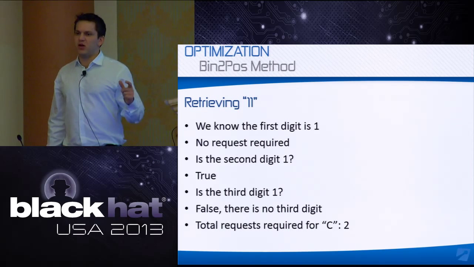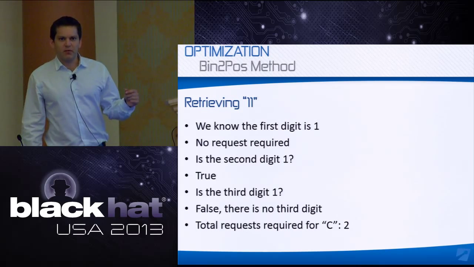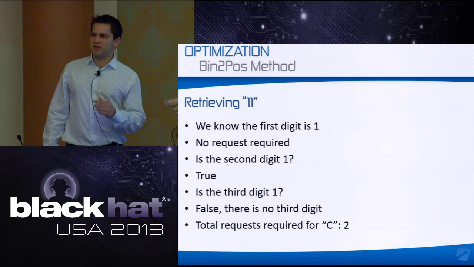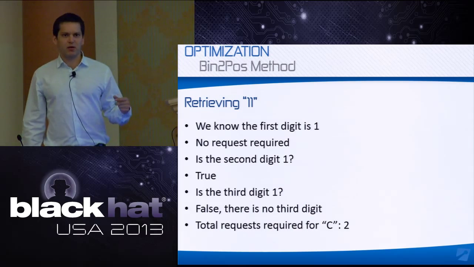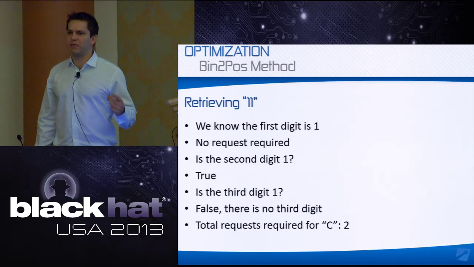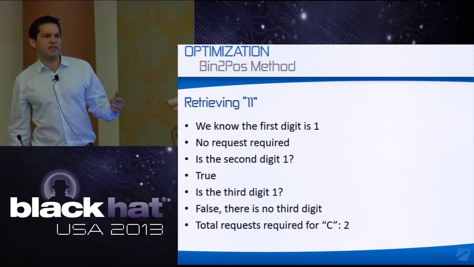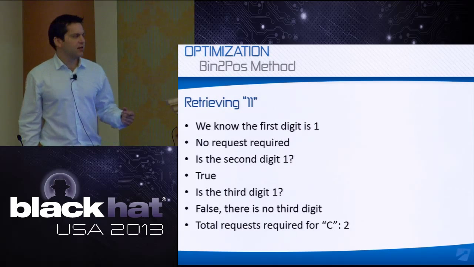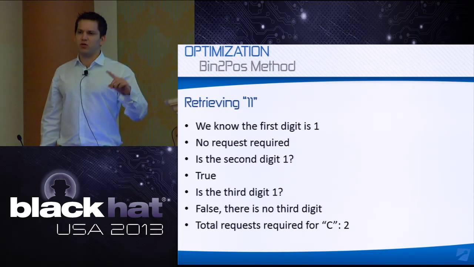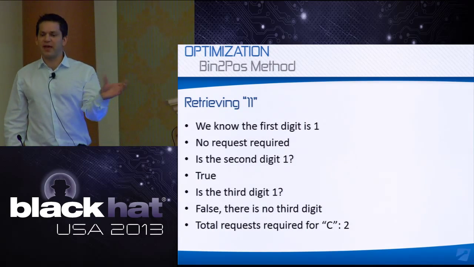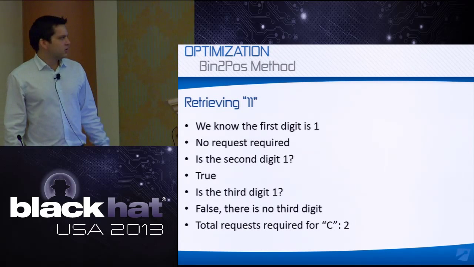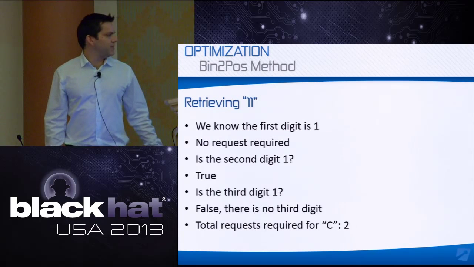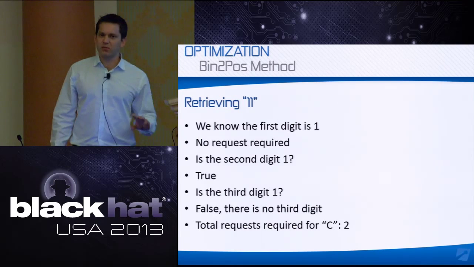One thing that's important to note is we always start with the first on bit, and for that reason, we always know that the first binary digit that we'll retrieve will be a 1. So we can skip that request since we know it will already be a 1, so that saves us 1 request there. But we need an additional request at the end to know that we've reached the end of the binary sequence. So for C, it would be a total of 2 requests if it's in the third position, of course.